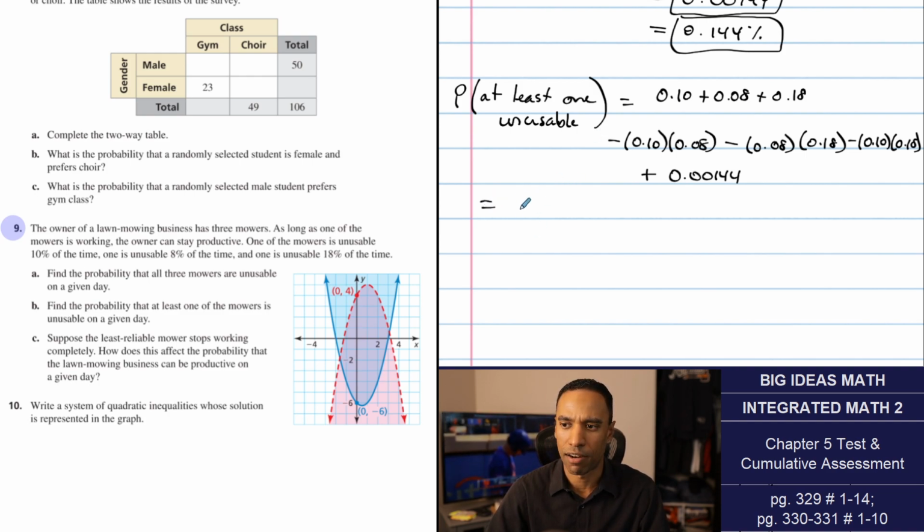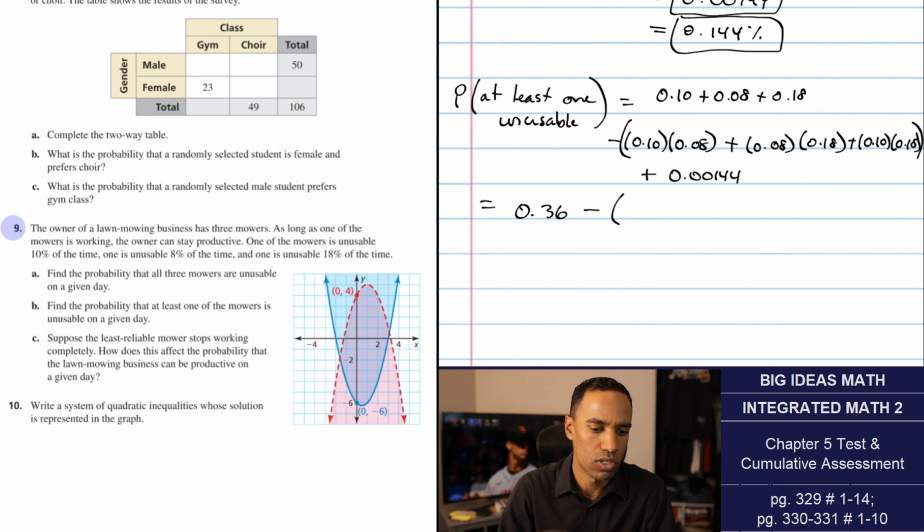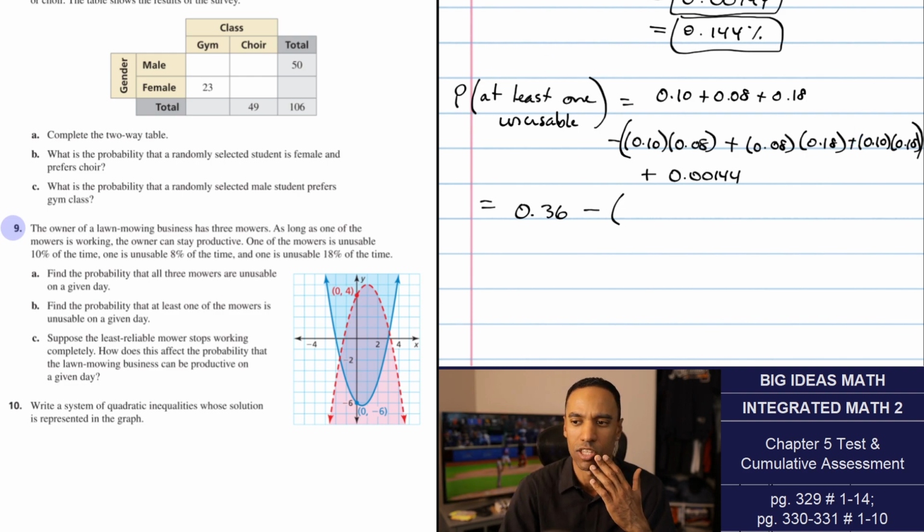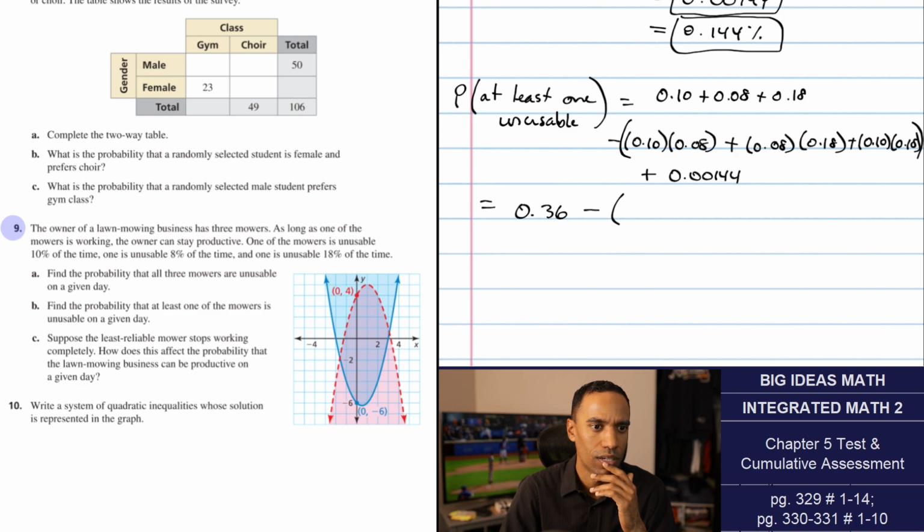So the first set of 3, that's 0.36. And then I got to subtract the sum of these ones. I'll do it like this, minus the sum of these ones together. So I got 0.10. And if you don't know what I'm talking about here, I'd have to find the specific problem that we looked at this on. It was more of an enriching kind of question. 0.08 times 0.1, plus 0.1 times 0.18, so that's 0.018, I think. So that's going to be 0.0404.